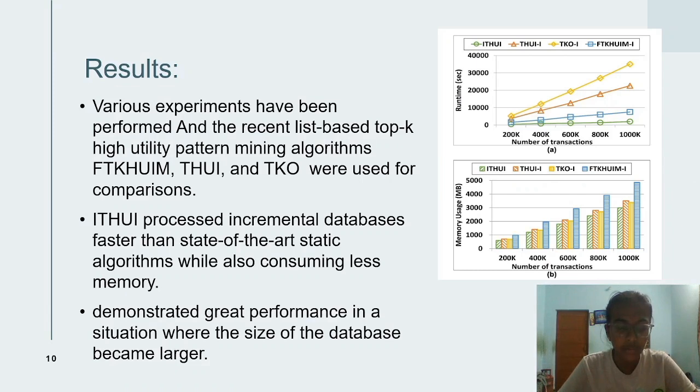Various experiments have been performed, and the recent list-based top K high-utility pattern mining algorithms were used for comparisons. The experimental results showed that the algorithm processed incremental databases faster than state-of-the-art static algorithms while also consuming less memory. Moreover, it demonstrated great performance in a situation where the size of the database became larger.